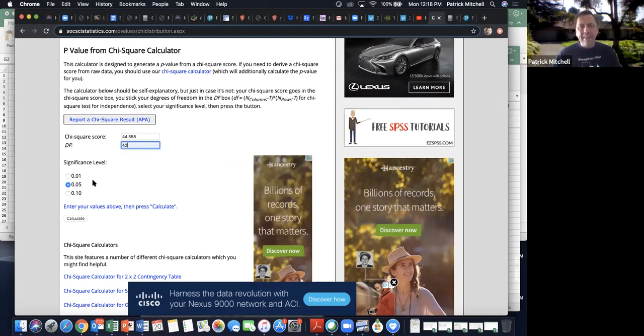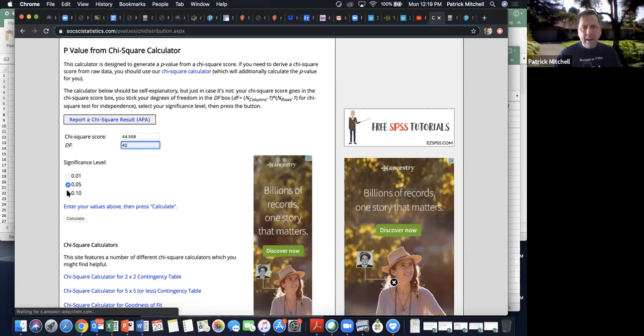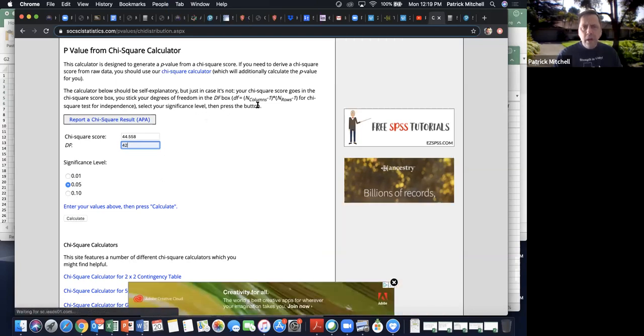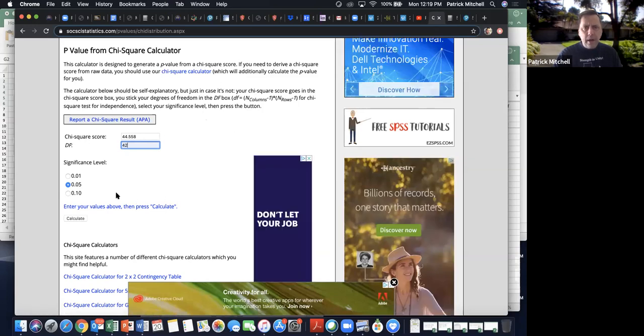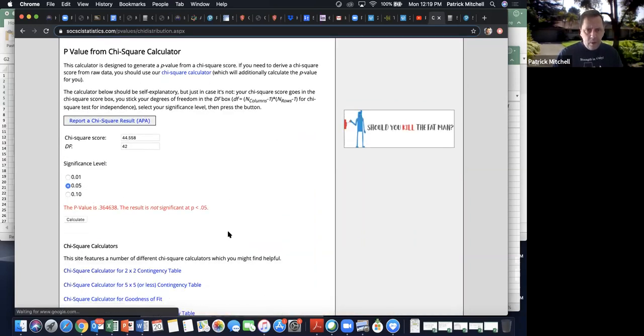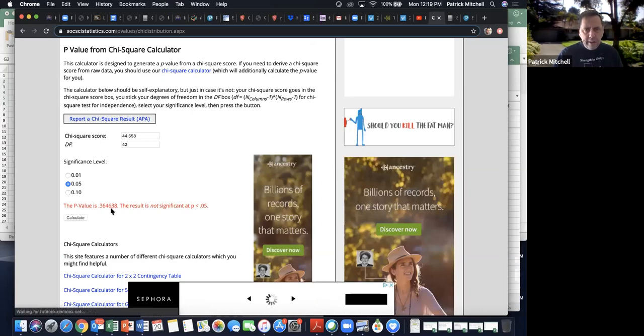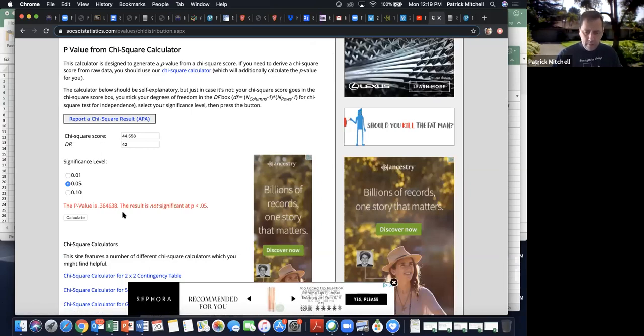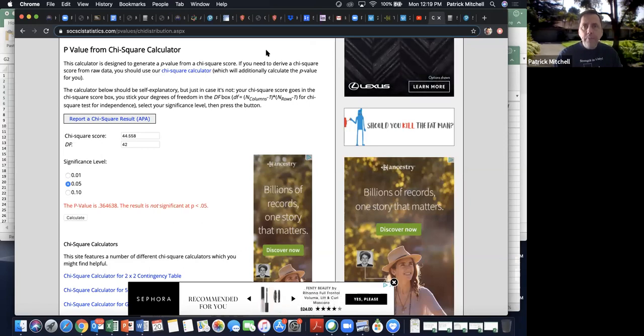Now it's asking for the significance level. That's not super important because I think we know how to interpret it. And also you want to be careful about this because I haven't told this website, is this one tail, two tails? So we're just going to get the p-value out of it. However, the p-value that comes up is not going to be the p-value for our test. I need to show you how to tweak it. So I calculate that and it gives me a p-value of 0.364638. Okay, so now I'm going to draw you a picture.